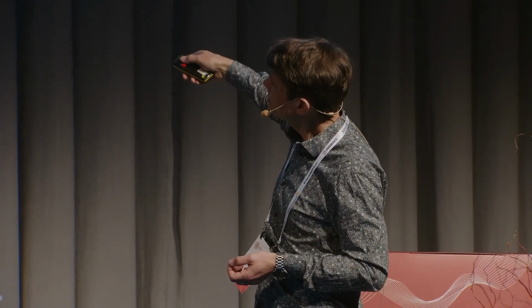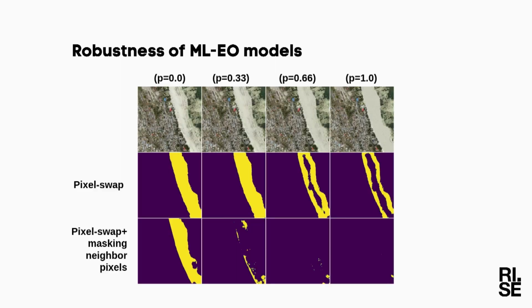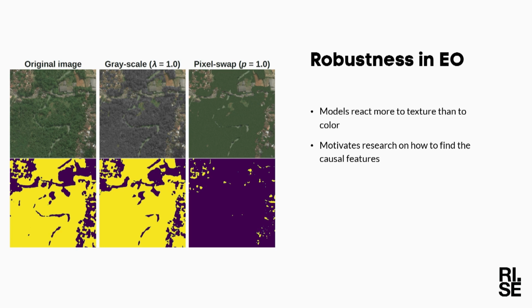If we mask out the actual neighboring pixels and don't do any swapping, it's still fine. But then the degradation goes much quicker. So the model uses the neighboring areas to make the actual prediction within the region. We did some more experiments. For example, grayscaling the image, that's fine. But pixel swapping, it is not.